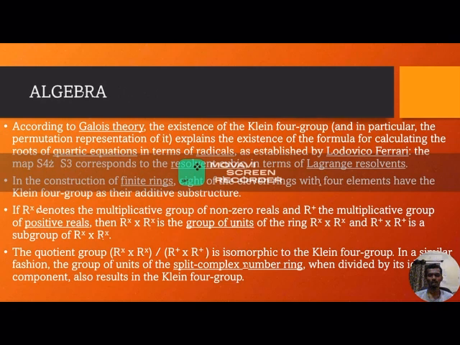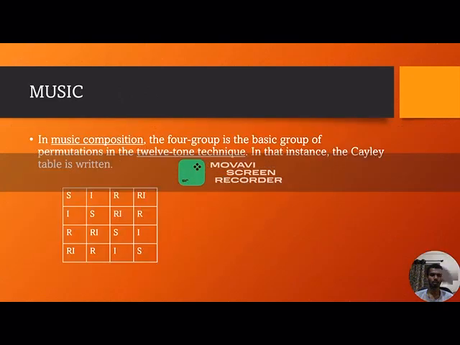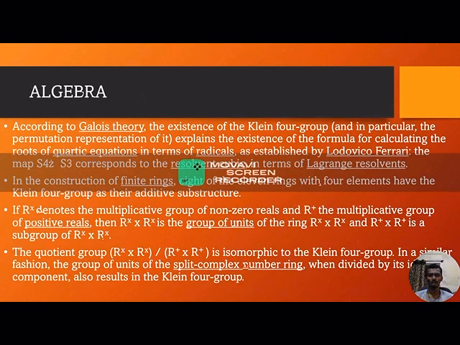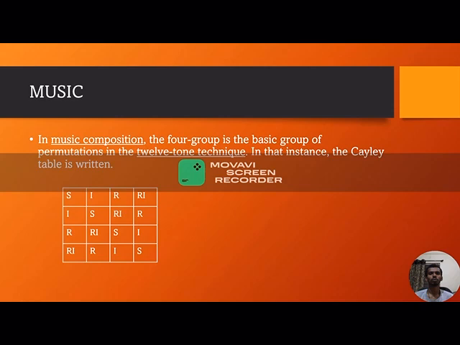The next application is in music. In music composition, the Klein 4 group is the basic group of permutations in the 12-tone technique. In this instance, the Cayley table is written as follows.